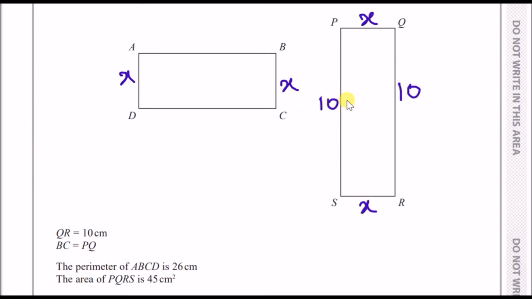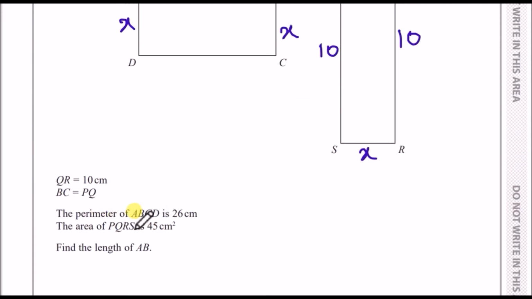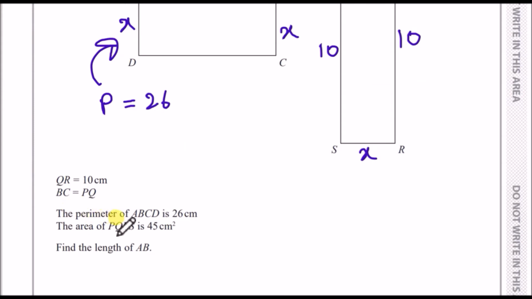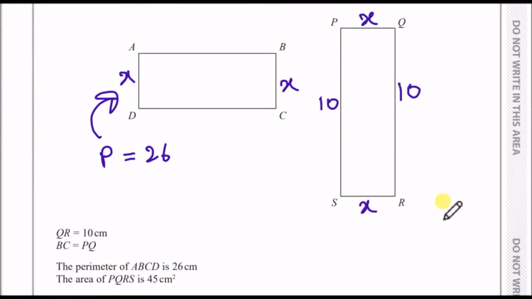Of course, if QR is 10, PS, let's call it 10 too. Now according to the info, the perimeter is 26 for the first shape, so P equals 26, and that's the first one. Whereas for the second shape, the area is 45. So that's basically A equals 45. Now what we can do is pretty much give expressions for these, yeah?